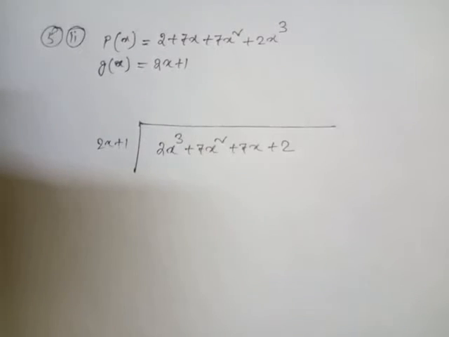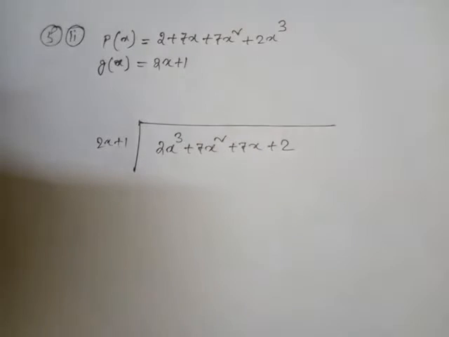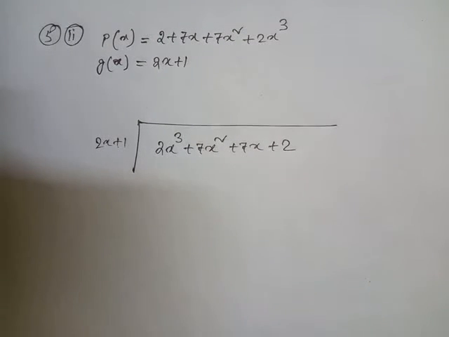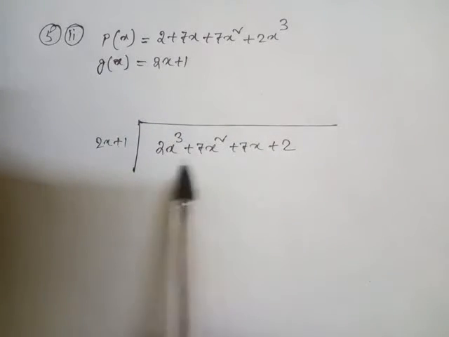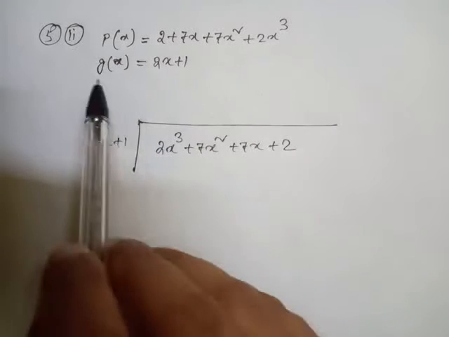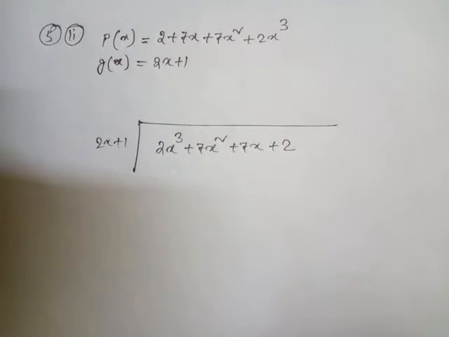Students, look now at 5 Roman 2, the question is given here, p(x) and g(x). Again we are going to solve by using the long division method. Now this is the question, so I have just written it here, and this is p(x) and this is g(x). Now let's have a look at how to solve this one. Go for the long division.